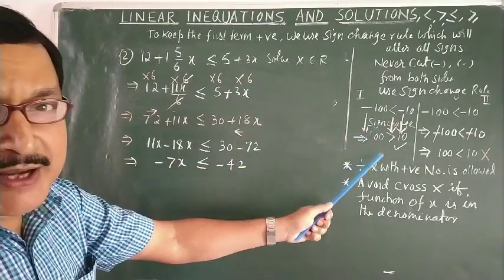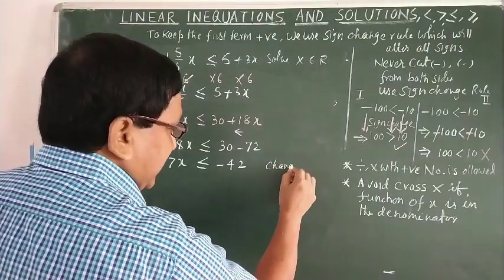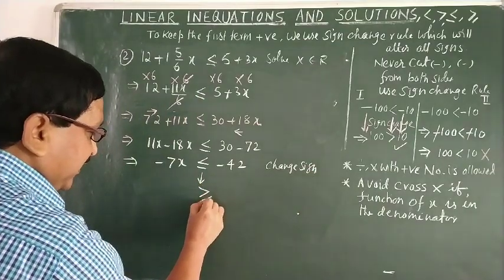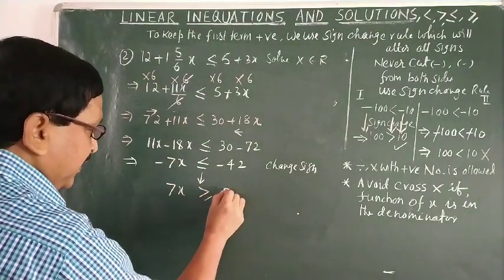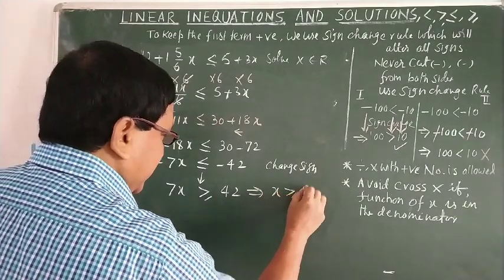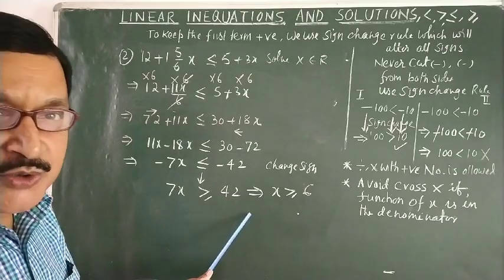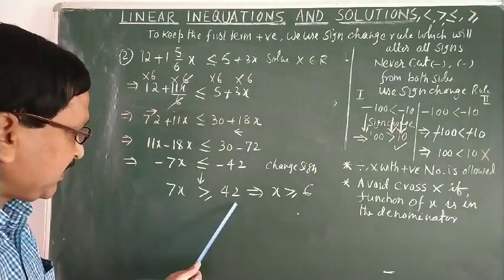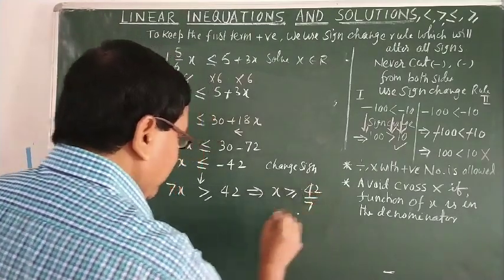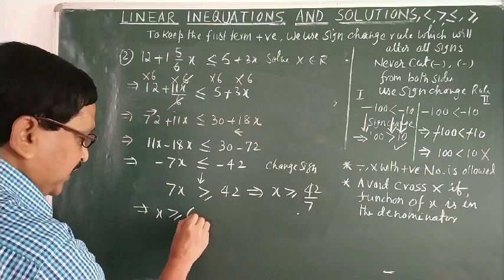Again, never cut the minus from both sides. So change the sign. This sign will also be changed to greater than. This is 7 and 42. So x is more than or equal to 6. 7 divides 42. Division by a positive number is allowed. You can write 42 by 7. So this is x more than or equal to 6.